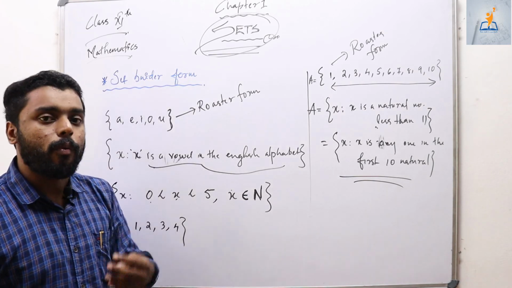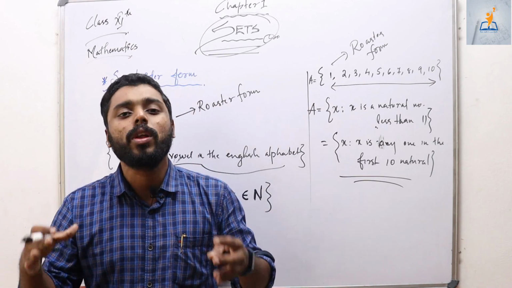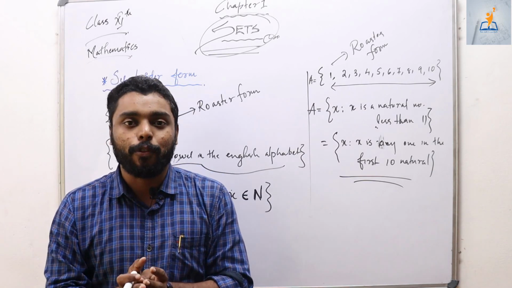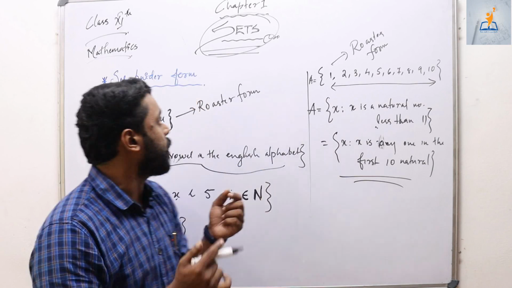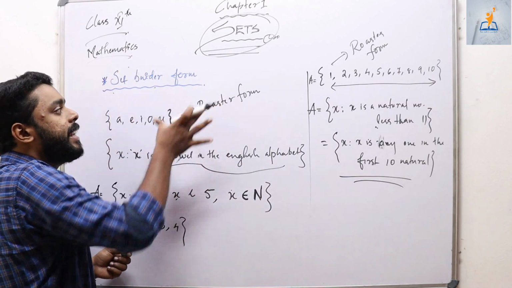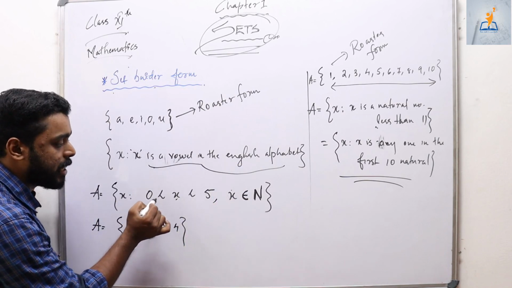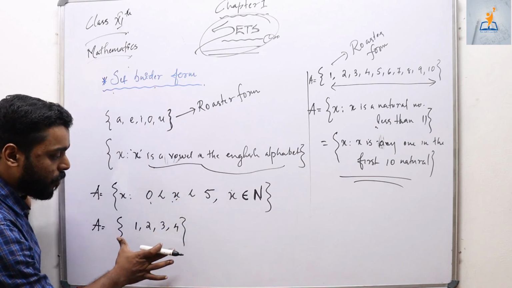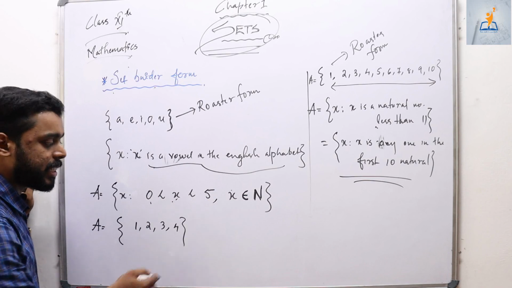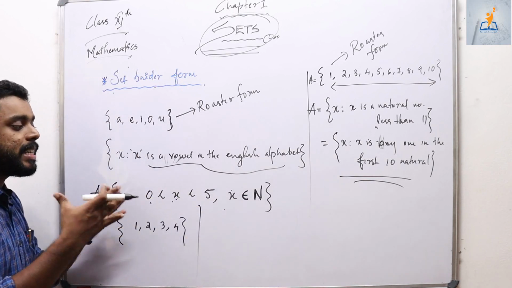In the roster form, what we are actually doing is listing out all the possible members in the set. Whereas in the set builder form, see the name, set builder, which means that we can build the entire set from that property. Here we are given a property 0 less than x less than 5 and we build the entire set from this single property. Similarly, what is the use of set builder form? You can minimize the space.